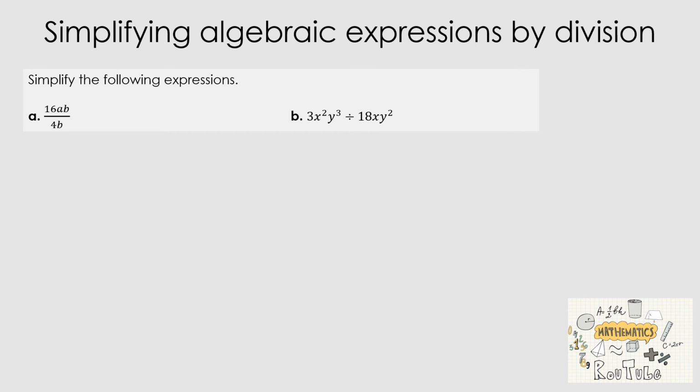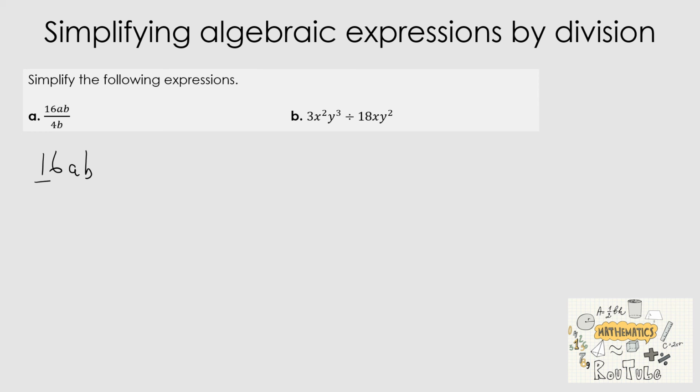All right, let's have a go at simplifying algebraic expressions by division. So simplifying the following expressions. The first one we have already in fraction form, which is fantastic. So we have 16ab divided by 4b. That line in a fraction, which is called the vinculum, just means division. So we could rewrite it as 16ab divided by, with a division sign, 4b, and it would be the exact same thing. I'm just going to rewrite it here, just so we have it a little bit bigger.